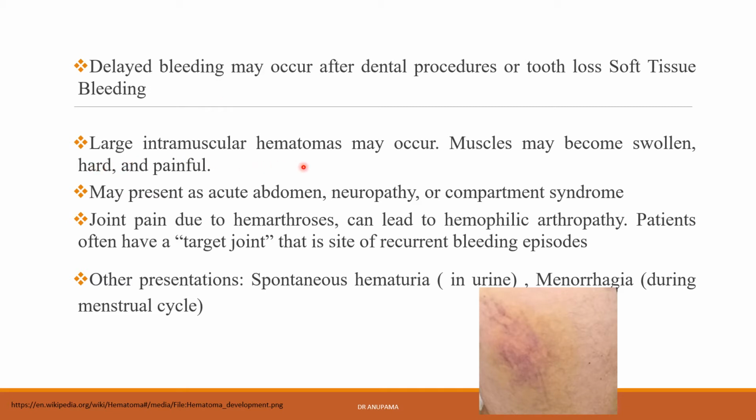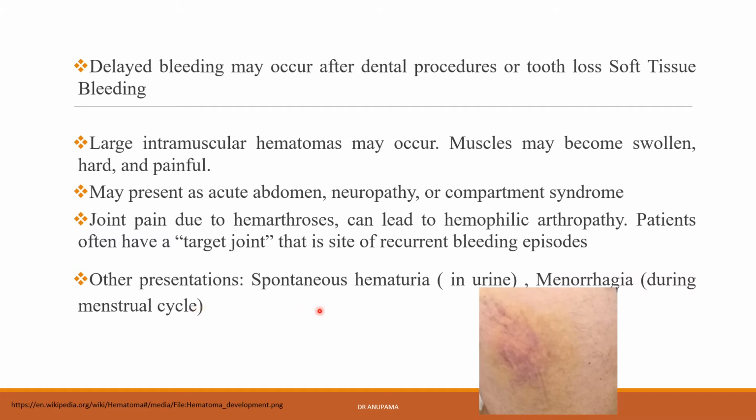Large intramuscular hematomas may occur. Muscles may become swollen, hard and painful. May present as acute abdomen, neuropathy or compartment syndrome. Joint pains due to hemarthrosis can lead to hemophiliac arthropathy. Patients often have a target joint that is the site of recurrent bleeding episodes.